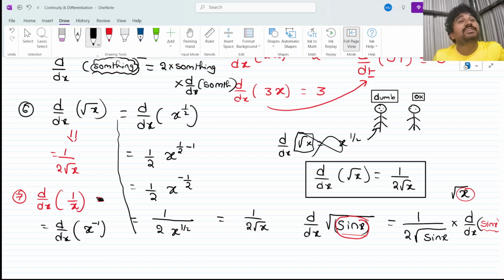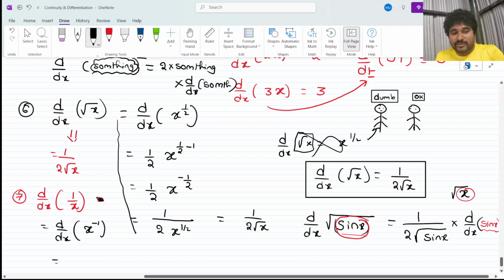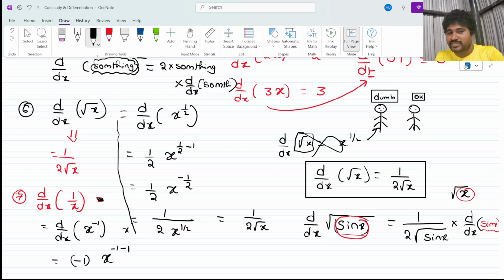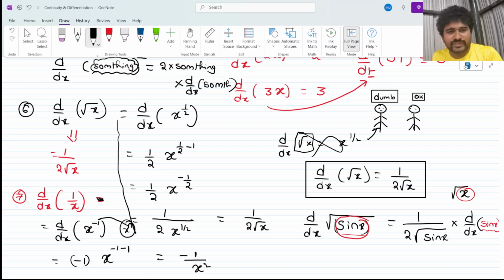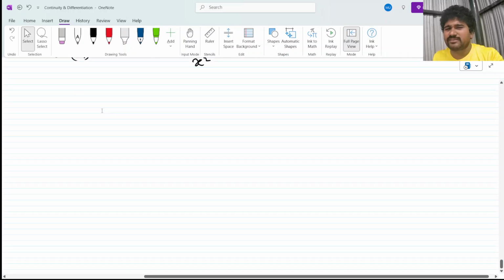So what is the differentiation of x power n now? n into x power n minus 1. Who is the n here in comparison? n is minus 1. That is what is utilized, right? So what formula are you going to get? Minus 1 by x square. Clear that thing now?